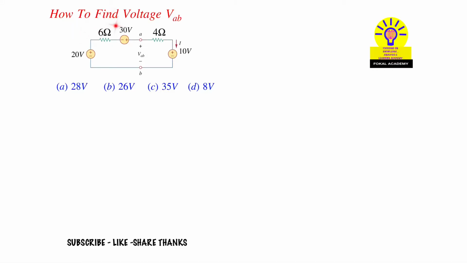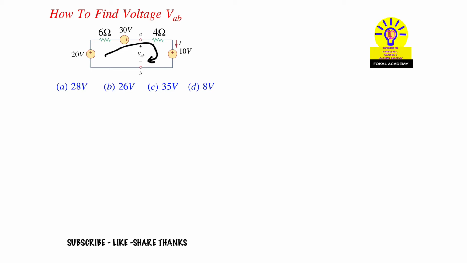Here, how to find voltage VAB across node A and node B. So in this given circuit, 3 voltage sources are there and 2 resistors are there. So here one loop is there. So in that the current direction was given, so like this. Now first of all, write the KVL equation for the given loop.